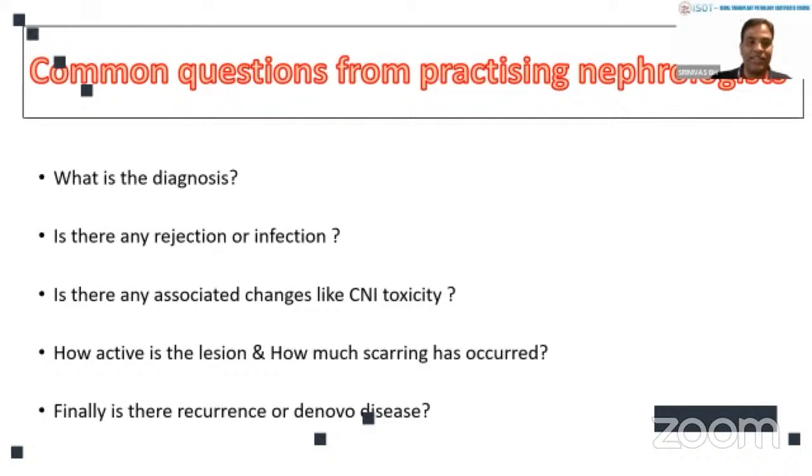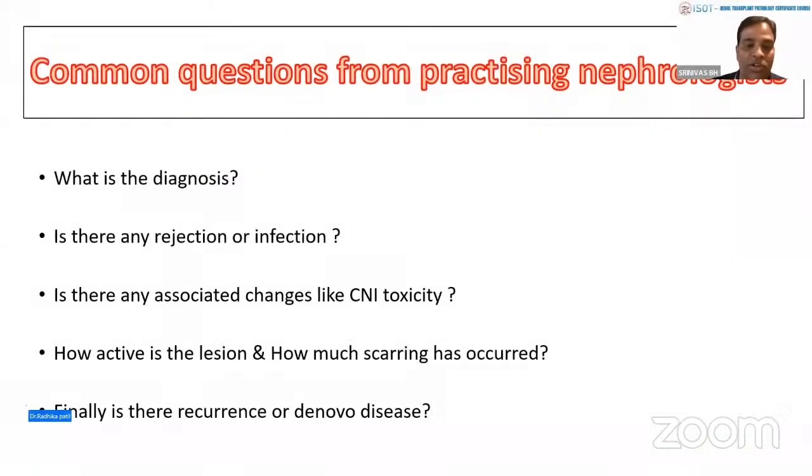Once we confirm whether it is rejection, infection or CNI toxicity, the next question from the nephrologist is, how active is the lesion? And has any scarring occurred? And finally, if nothing is there, the last question is whether there is any recurrence or de novo disease. So these are all the common questions we pathologists used to face from the nephrologist.